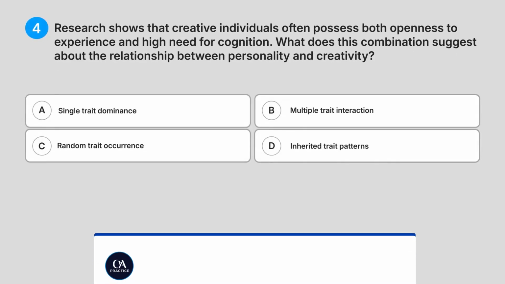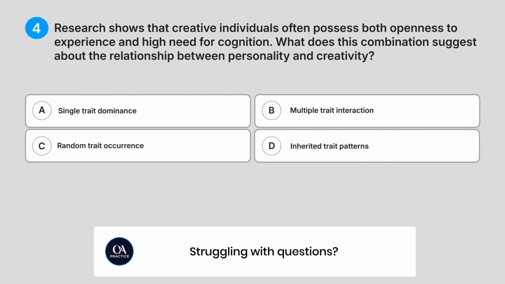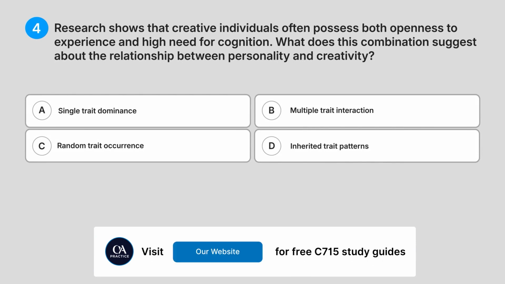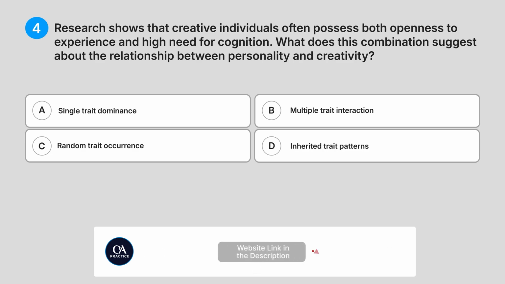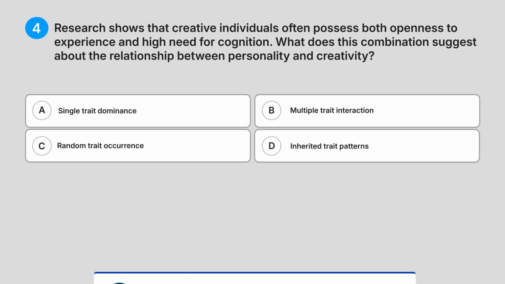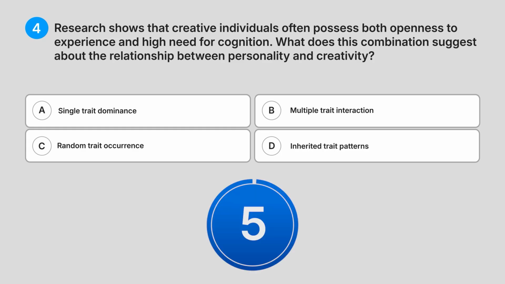4. Research shows that creative individuals often possess both openness to experience and high need for cognition. What does this combination suggest about the relationship between personality and creativity? A. Single trait dominance. B. Multiple trait interaction. C. Random trait occurrence. D. Inherited trait patterns. Do you know the answer?